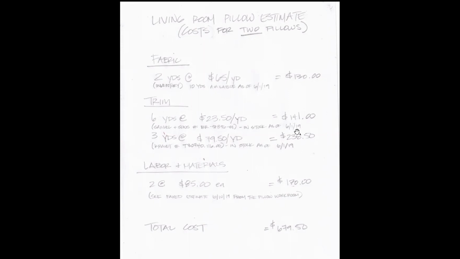So you can see the total cost to the designer for those two elements are written right here. And then again, we've got the labor and materials. So the cost of the materials for those two pillows to the designer is just under $700. And the designer has to have all that information together before they can propose it to the client.